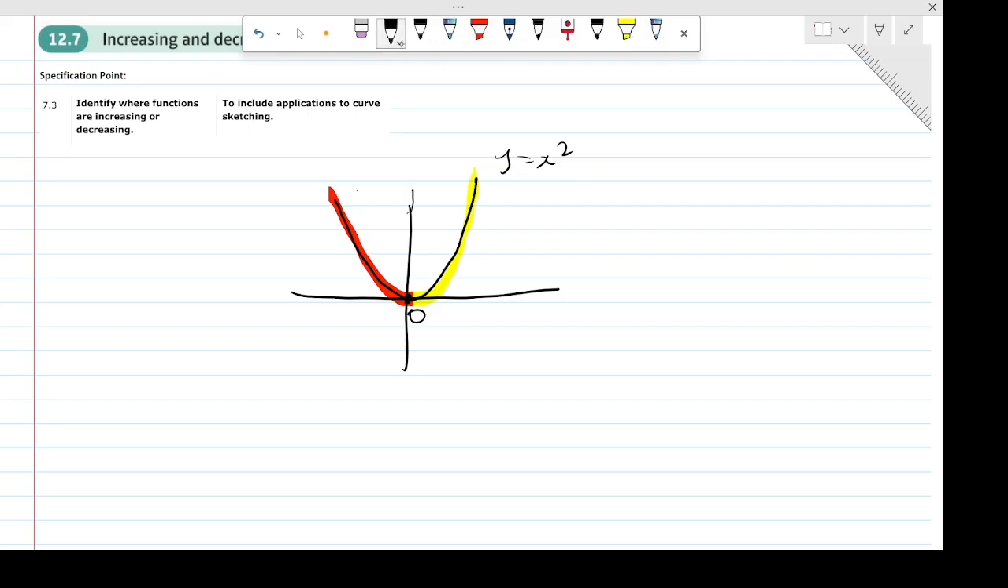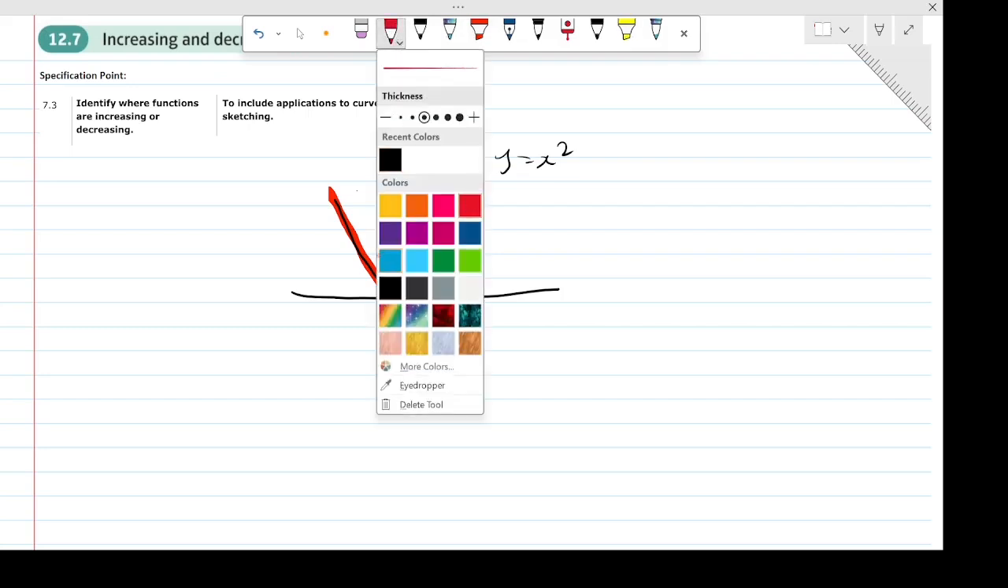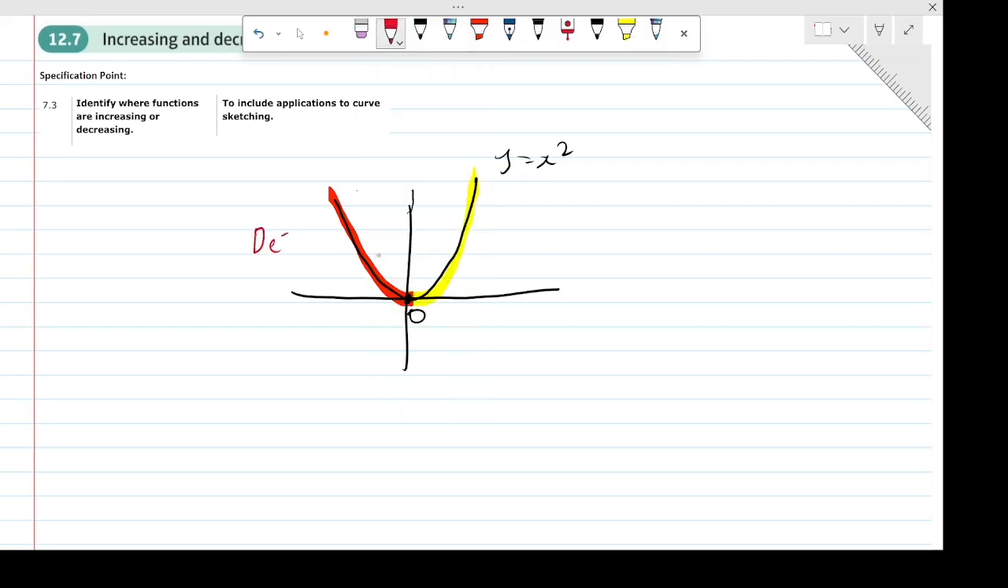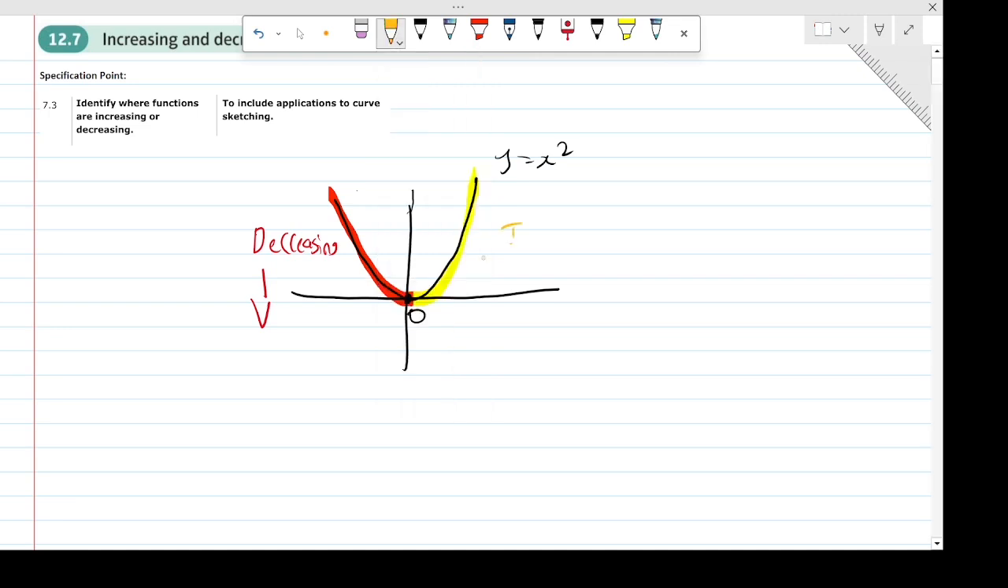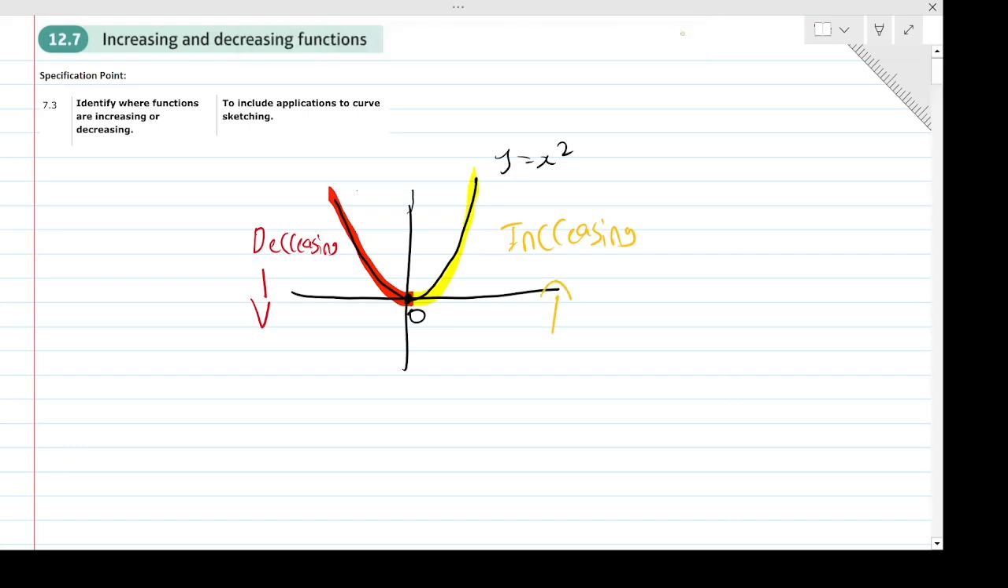So if I use a different colour, let's say red, this is decreasing, which means it's going down, and increasing in the yellow part, which means the curve is going up. Okay, that's essentially all we mean by increasing and decreasing functions. Where's the curve going down or decreasing in value, and when is the curve going up? Okay.